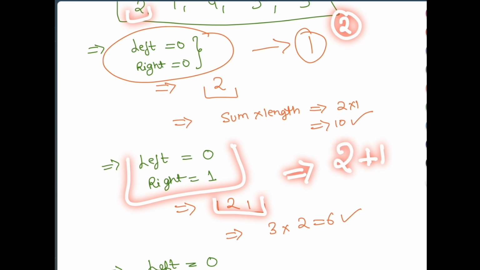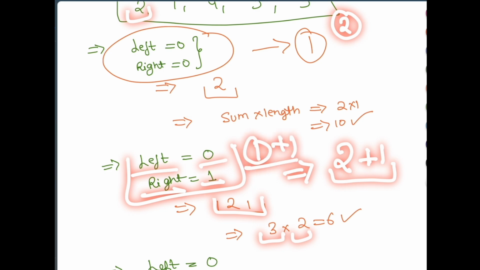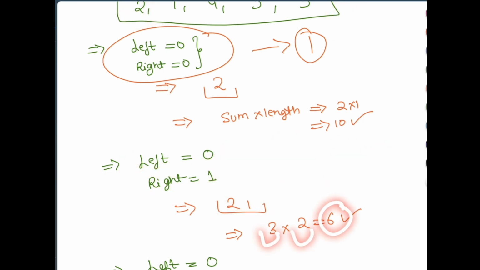Our initial sum was 2. So the new sum is going to be 3. And the length, I can just say right minus left, that is 1 minus 0, which is 1, plus 1. Right minus left plus 1. So 3 multiplied by 2, that's equal to 6.